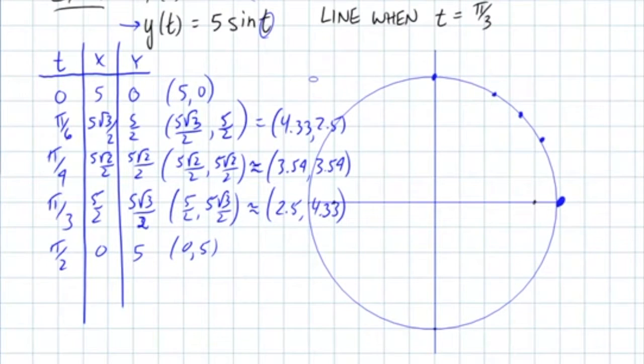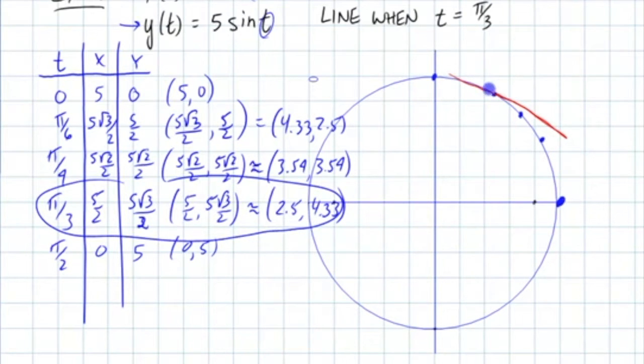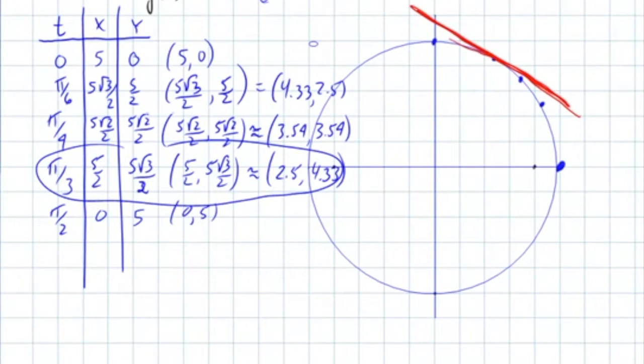And so what we're looking for is the equation of the tangent line that we get when t is equal to pi over 3. So that corresponds to this point, (2.5, 4.33). So we're looking for the equation of a tangent line at that point. So we need the slope of the curve.